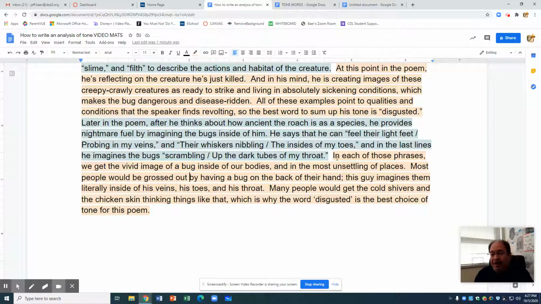So my analysis says this. In each of those phrases, we get the vivid image of a bug inside of our bodies and in the most unsettling of places. Most people would be grossed out by having a bug in the back of their hand. This guy imagines them literally inside of his veins, his toes, and his throat. Many people would get the cold shivers and the chicken skin thinking things like that, which is why the word disgusted is the best choice of tone.